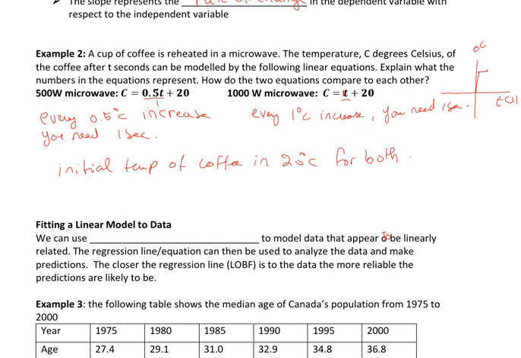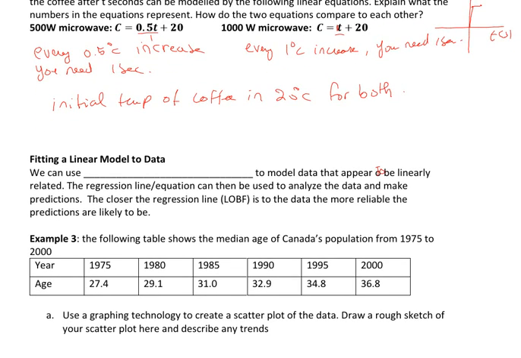Are you guys okay with this? Comparing the two? So what's the last sentence? Initial temperature of coffee is 20 degrees Celsius. Is that "is" or "in"? Is.